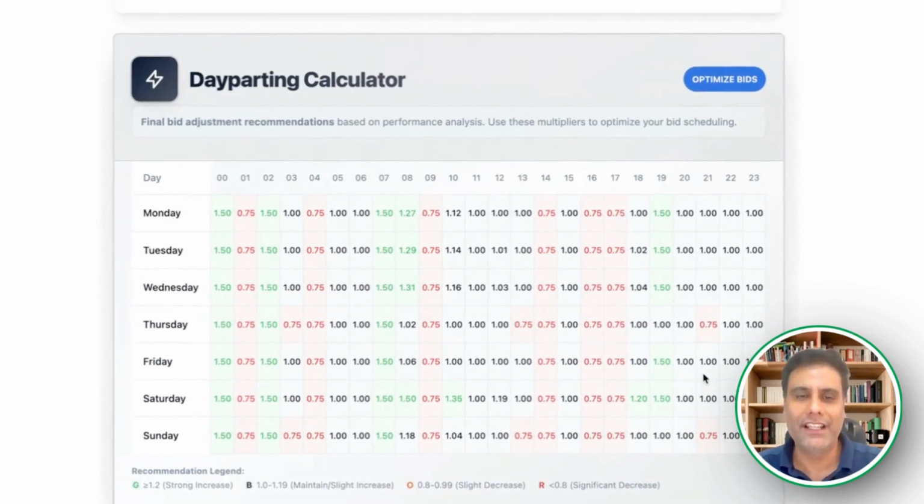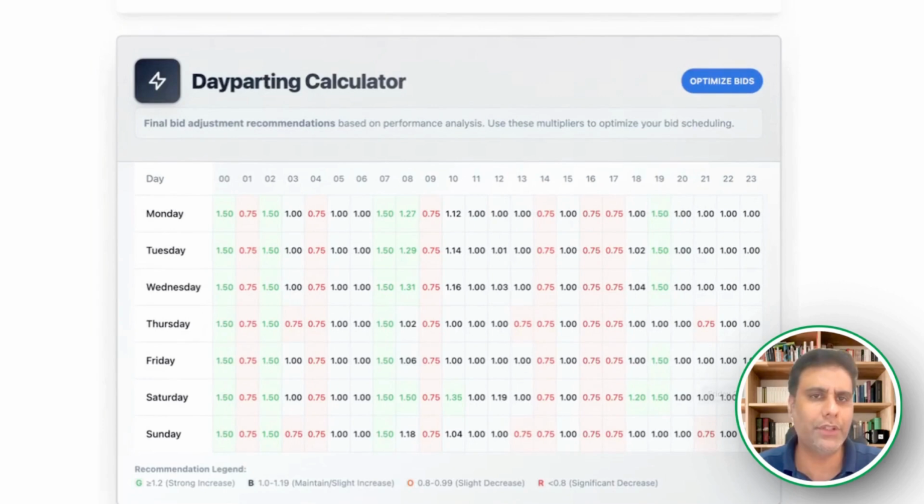Now, to do this manually is not possible. For that, you will need to use tools for Amazon, and I'm going to show you how you can do it using SellerMate. But if you're using any other tool, you can apply this strategy as well.